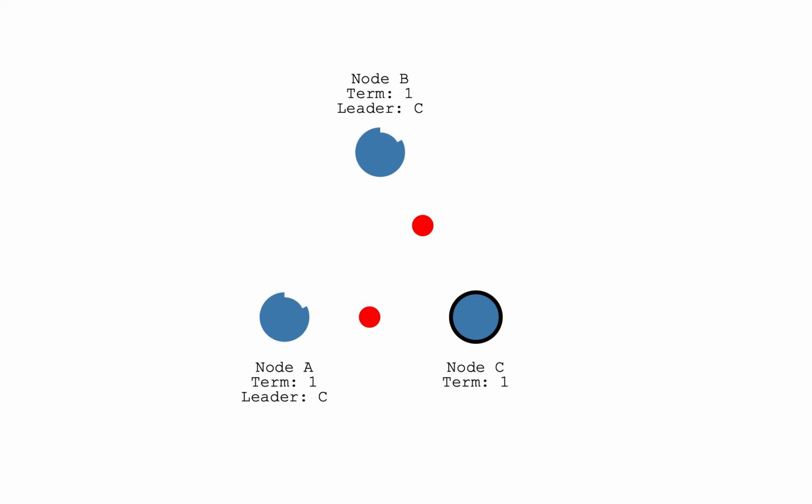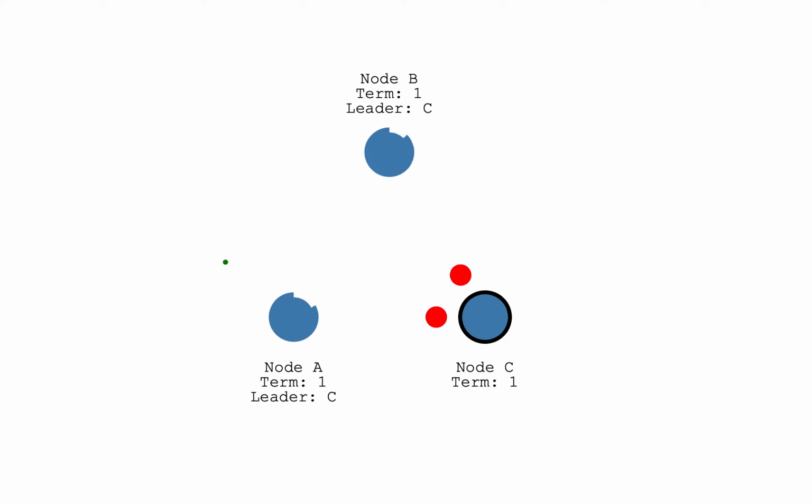Once we have a leader elected, we need to replicate all the changes to our systems to all the nodes. This is done by using the same append entry messages that were used for the heartbeats that I talked about in the previous video. Let's walk through the process.